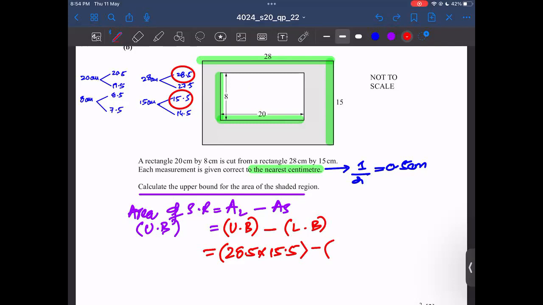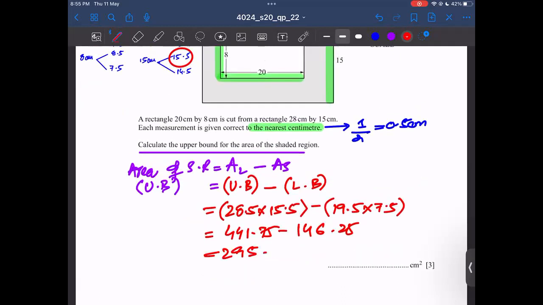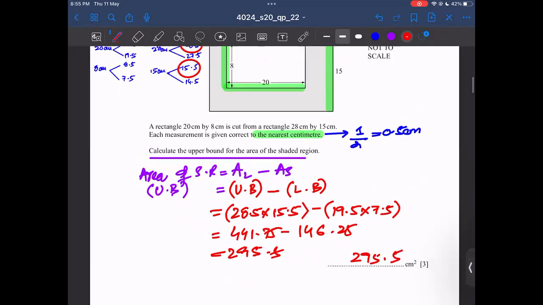So I'm going to take the lower bound of these values, length into breadth, that is 19.5 and 7.5. I'm going to have 28.5 multiplied by 15.5. I get 441.75, minus 19.5 into 7.5, which is 146.25. Subtracting these values, you'll get 295.5. The answer is 295.5 centimeter squared. All right, this is the upper bound of the area of the shaded region.